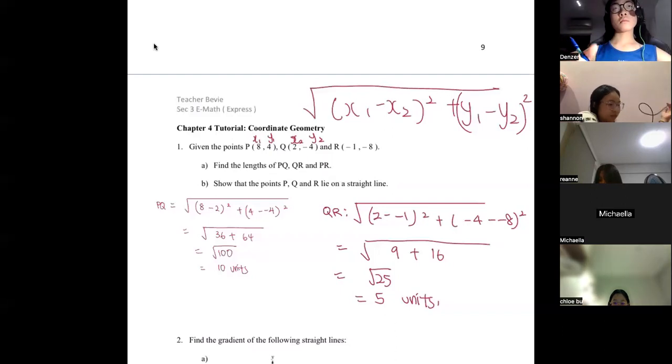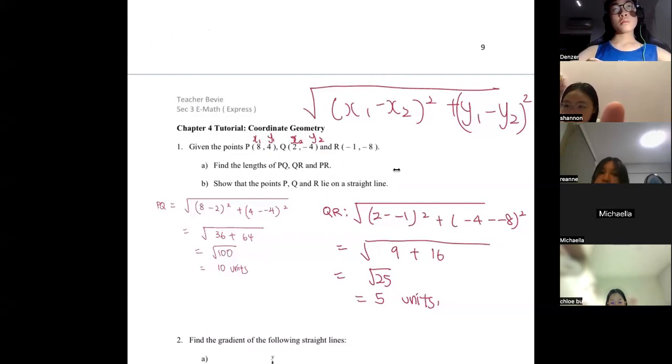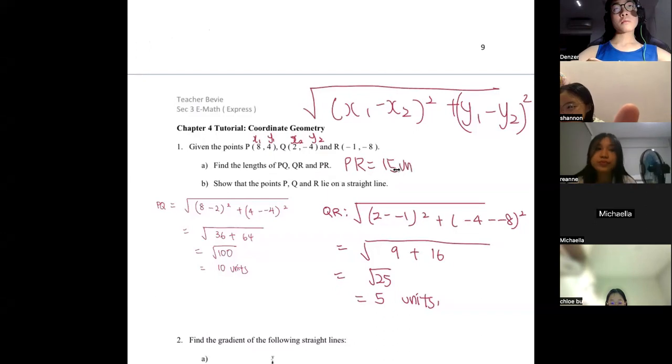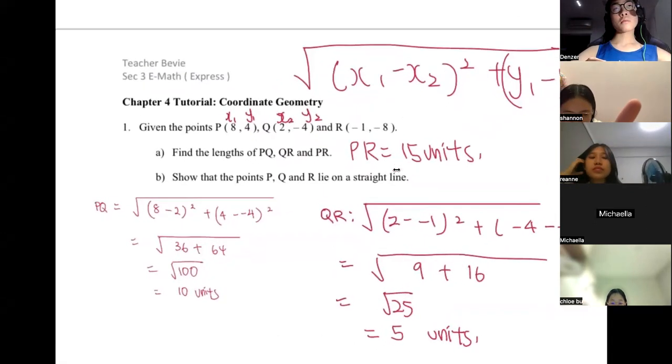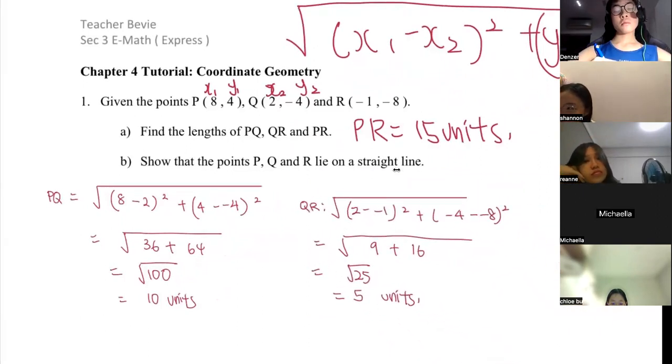Can y'all help me find the last one, PR? The rest, just one quick minute. Can you help me find the last one, PR? Okay, for Rian and Shannon, your answers are good. So PR equals 15 units. Just help me plug it inside. You will be able to get it. Okay, show that P, Q, R lie on the same straight line.